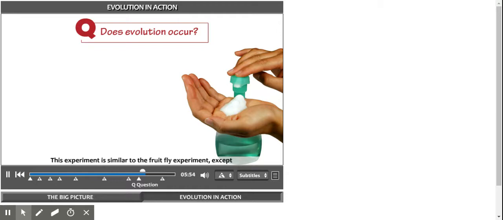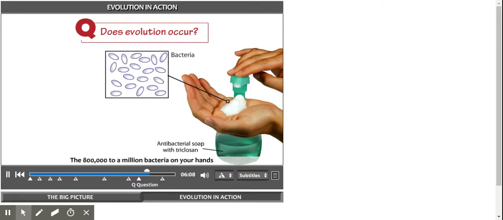We can also answer the question, does evolution occur, by looking at how antibacterial soaps kill bacteria. This experiment is similar to the fruit fly experiment, except a different selection pressure is at work. A common antimicrobial agent called triclosan is used in many of these products. The 800,000 to 1 million bacteria on your hands are highly variable. Consider that triclosan can quickly kill some of them.